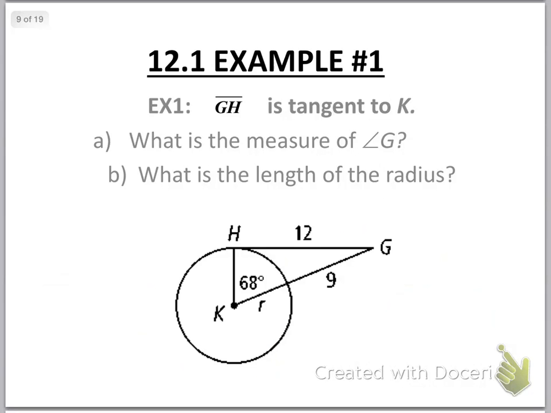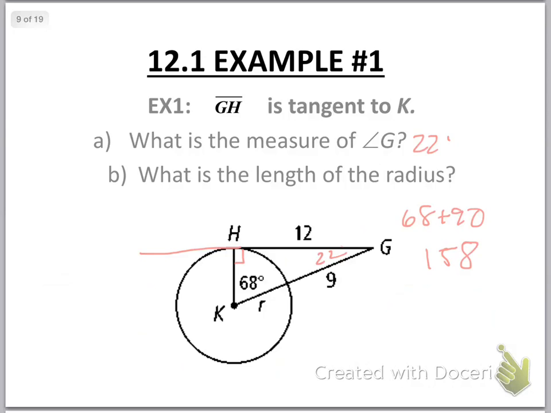What is the measure of G? Anytime I have a tangent line which touches once, like this, it grazes the circle and creates a right angle. So in that we have a triangle. If I do 68 plus 90, I get 158. If I subtract that from 180 degrees, because that's how many degrees I have in a triangle, I should get my last angle, which is 22.